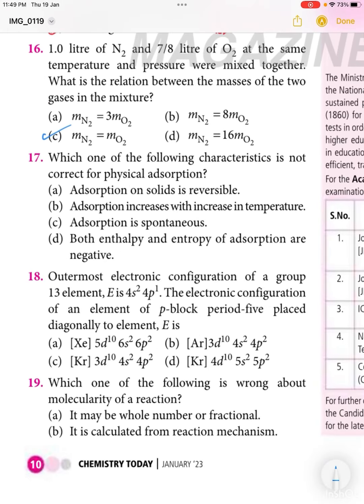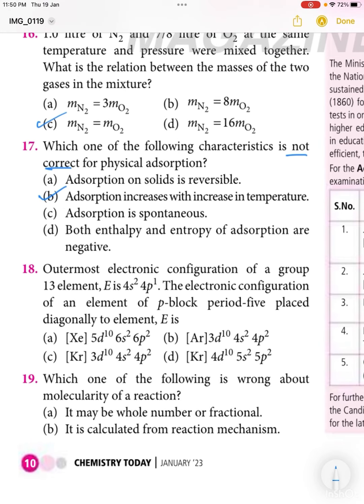Next, which one of the following characteristics is not correct for physical adsorption? Here, adsorption on solids is reversible. This is correct. Adsorption increases with increase in temperature. This is wrong. Right, "is not correct" is what is being asked. B is not correct, whereas C and D are correct.